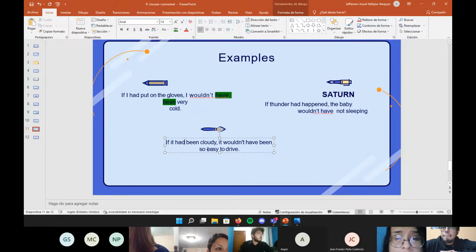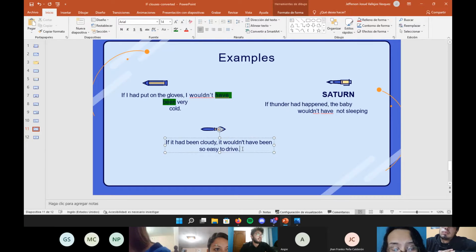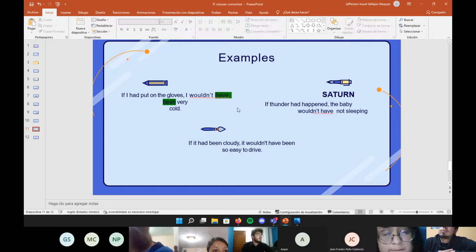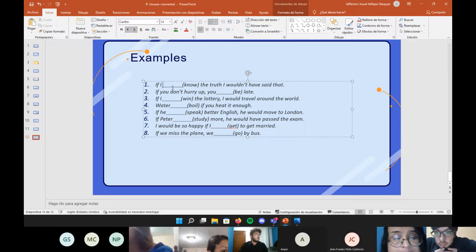The second one, if it had been cloudy, I wouldn't have been so easy to drive, okay? Si habría estado nublado, hubiese sido más difícil manejar, ¿ok? No habría sido tan fácil manejar. Esa sería la traducción, ¿ok? Okay, let's practice a little bit. Okay, we can put it in this part.